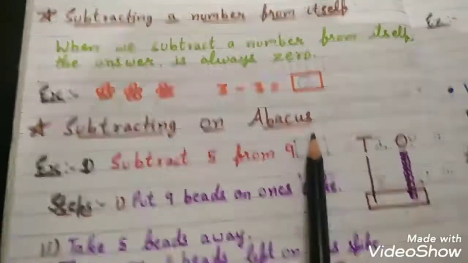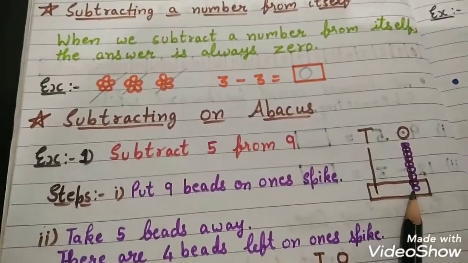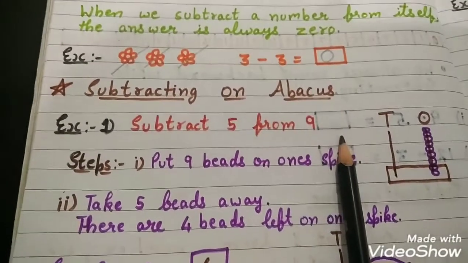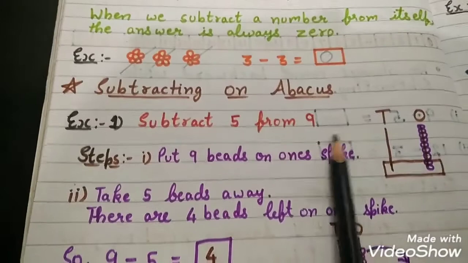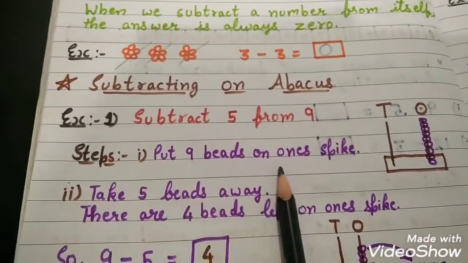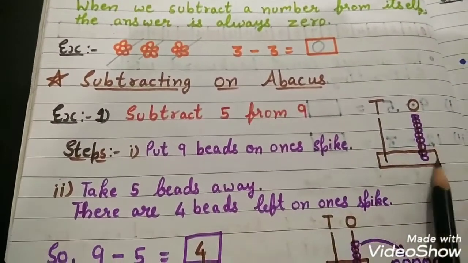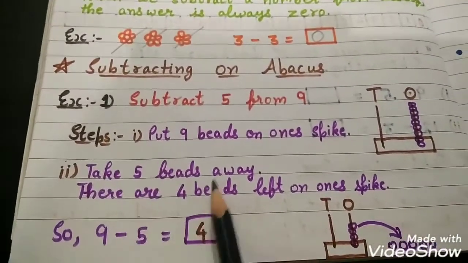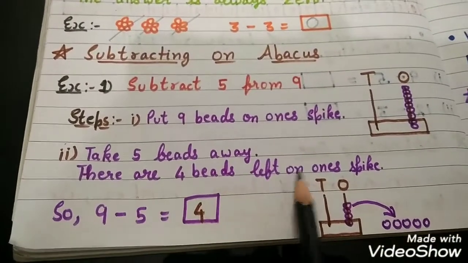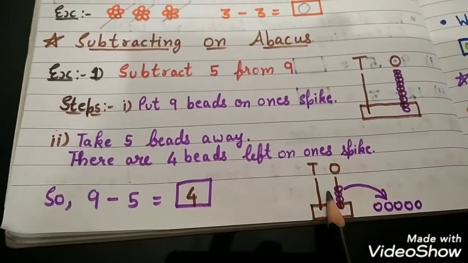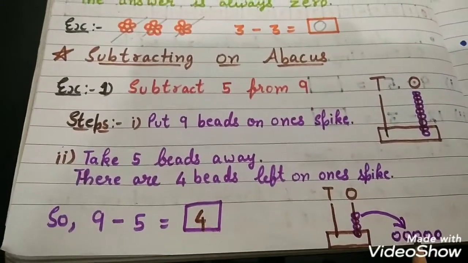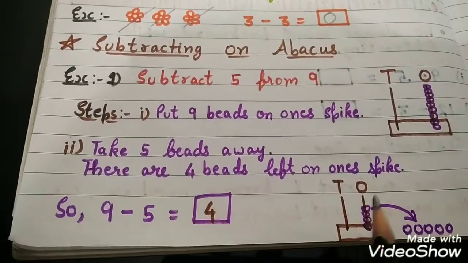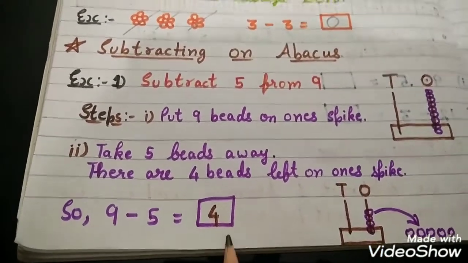Next, subtracting on an abacus. See this one, you know this is an abacus, right? So, the first example is subtract 5 from 9. The first step is to put 9 beads on one spike. We have put them in here. Second, take 5 beads away. There are 4 beads left. If we take 5 beads away from 9, how many beads are left? 4 beads. See here, 1, 2, 3 and 4. So 9 minus 5 is 4.